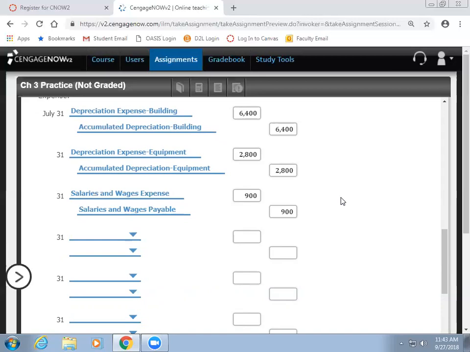The next one we have tells us we have unexpired insurance as of July 31st of $1,500. So again, we're dealing with the prepaid insurance, which we know is an asset and increases on the debit side. Well, it's telling us the balance there. We have unexpired insurance of $1,500.